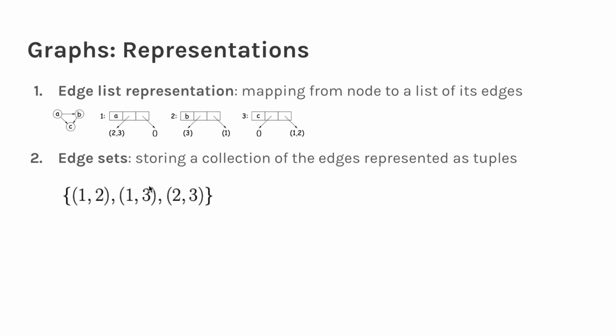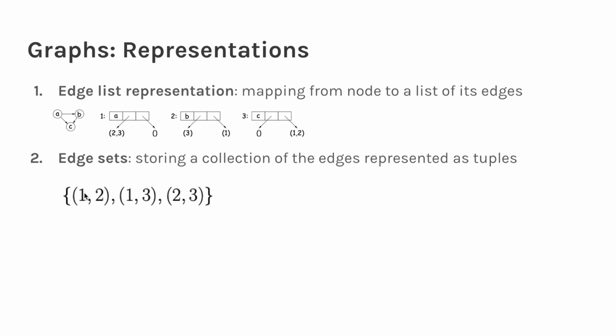And then an even simpler approach is just an edge set. We have a set of edges in our graph, and you just store all of these edges in a big set. This is probably the easiest thing to do. There's no big data structure. In fact, you probably don't even need a separate data structure.